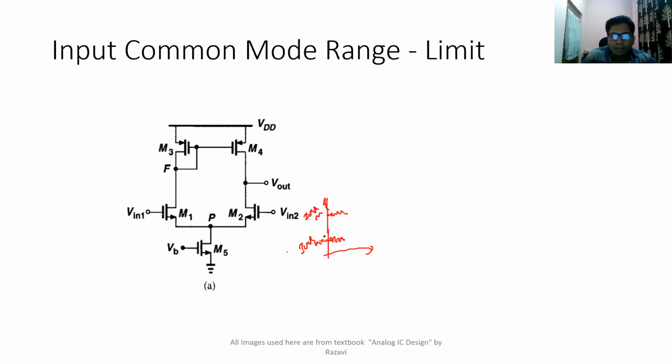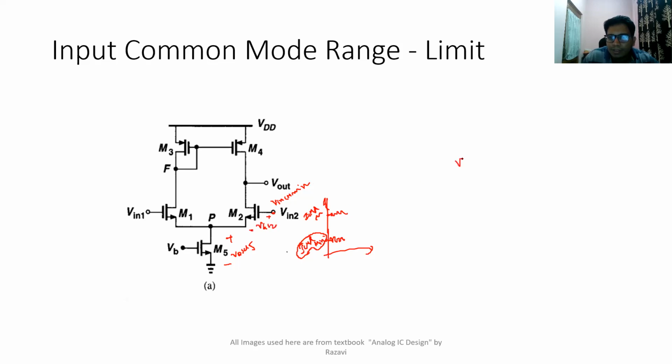What is the minimum limit which you can have? We will start with the minimum limit. The minimum DC voltage, V in CM minimum, will be such that this transistor should be in saturation and this transistor also should be in saturation. So the voltage drop from here to here is going to be VD sat 5, and because you are applying it to the gate, this voltage comes under the category of VGS 2.